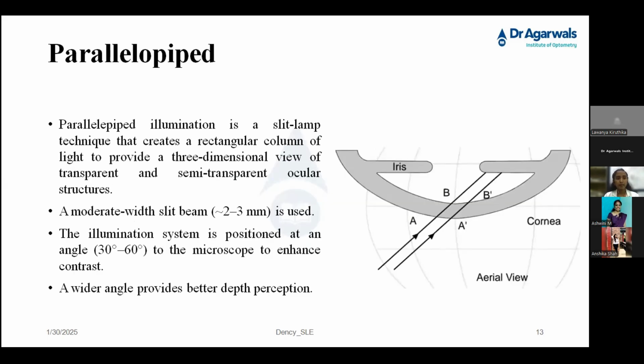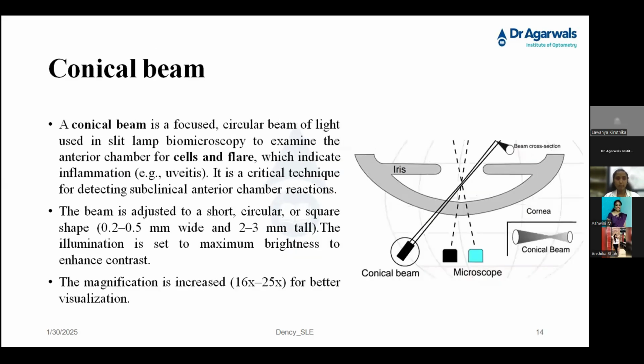Parallelepiped. Parallelepiped illumination is a slit lamp technique that creates a rectangular column of light to provide a three-dimensional view of transparent and semi-transparent ocular structures. A moderate width slit lamp beam is used. The illumination system is positioned at an angle to the microscope to enhance contrast. A wider angle provides better depth perception.